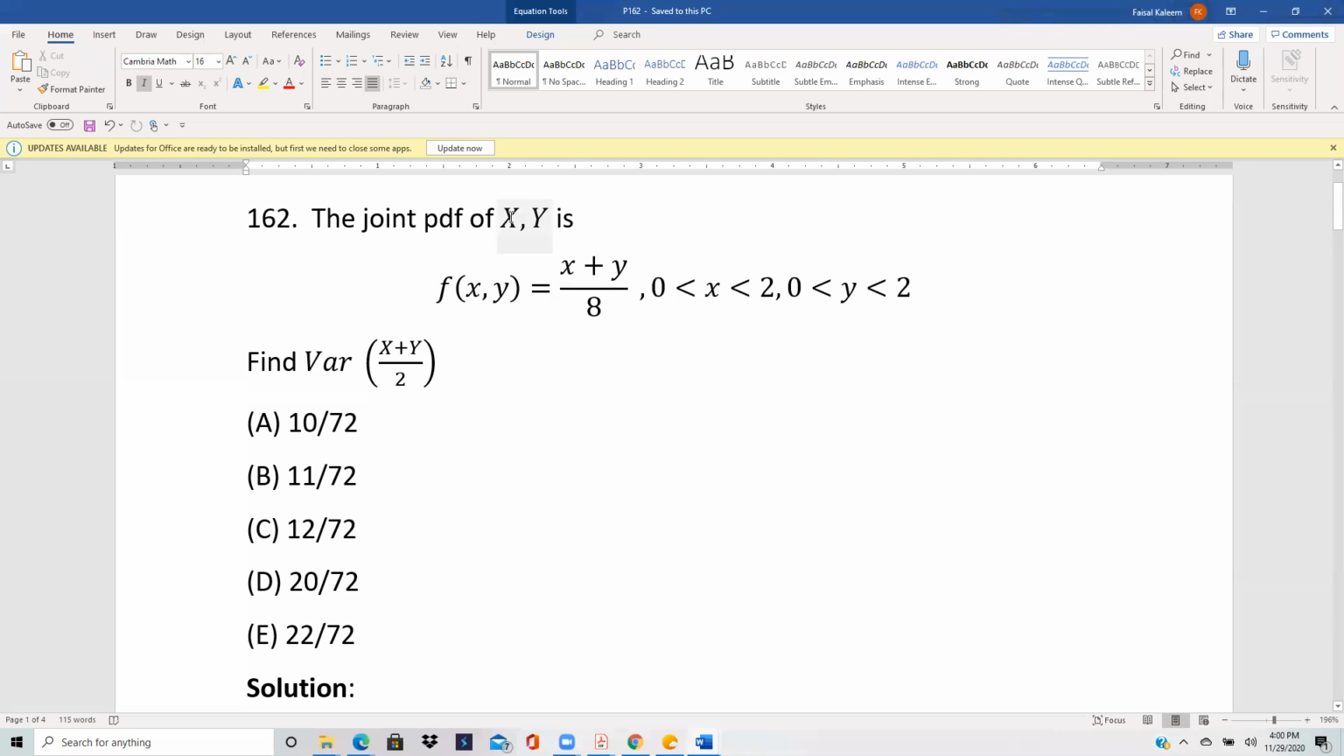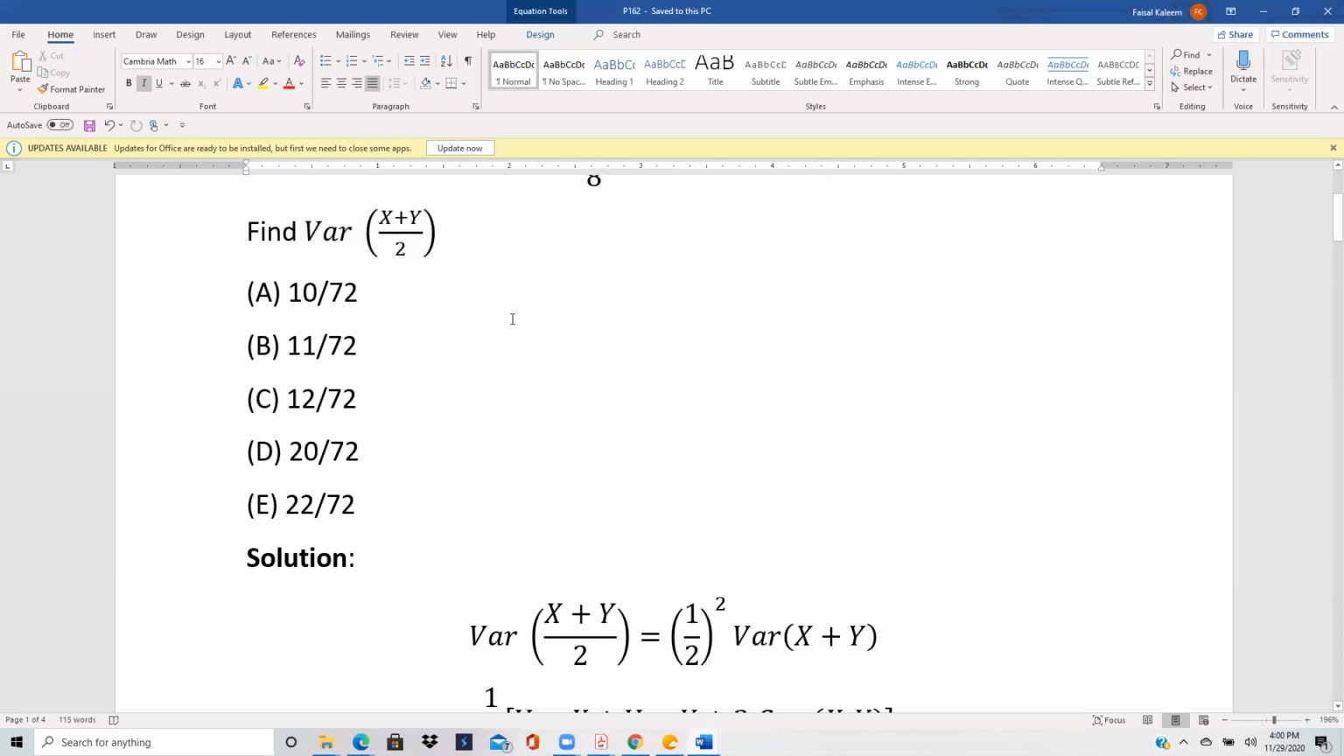The joint PDF of x and y is given below. Find the variance of (x plus y) by 2. So now we know that the variance of a constant times a variable, the constant gets squared. The constant here is 1/2, it's 1/2 times (x plus y). So it'd be 1/2 squared times the variance of (x plus y).